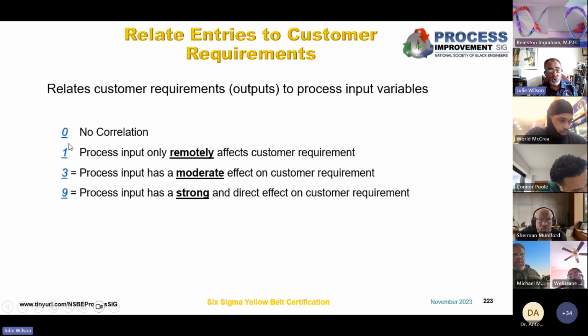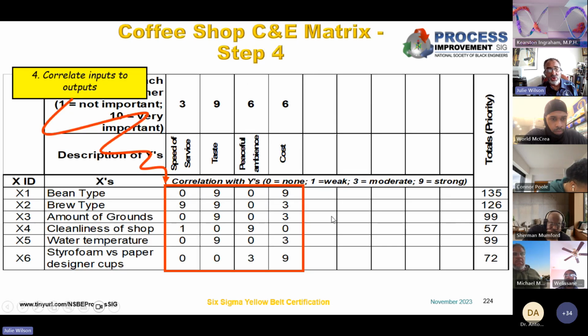So remember, 0 is no correlation. 1, the process input only remotely affects the customer requirement. 3 has a moderate effect, and 9 has a strong effect. Let's look at the scores that we may have come up with. For instance, we will say that the type of bean used doesn't impact the speed of service. It doesn't matter which kind of bean you have; the speed is going to be the same.